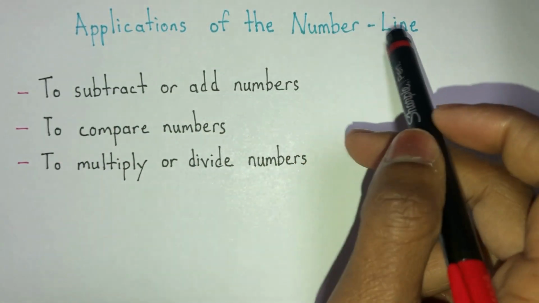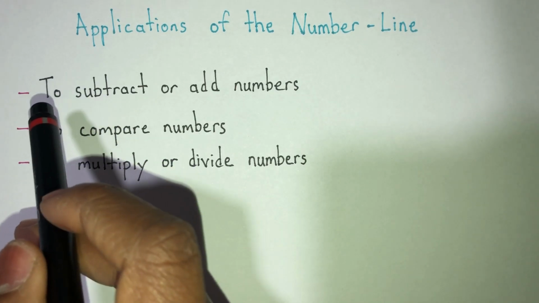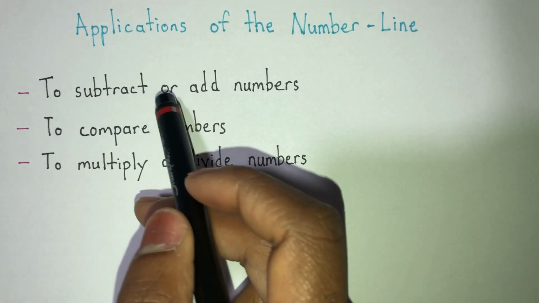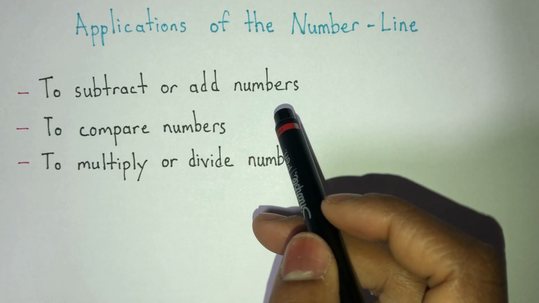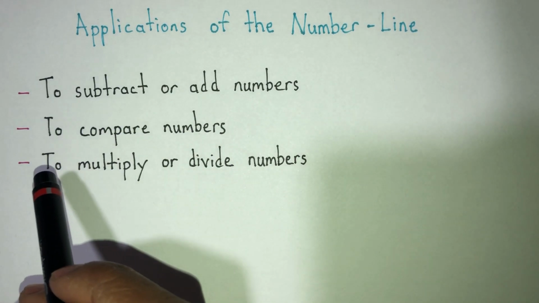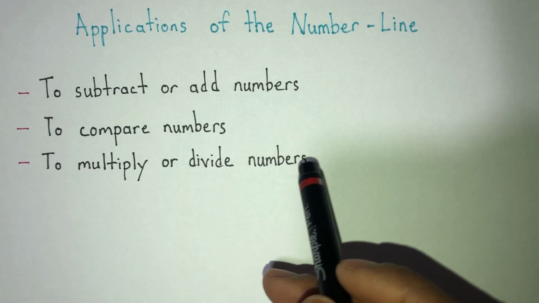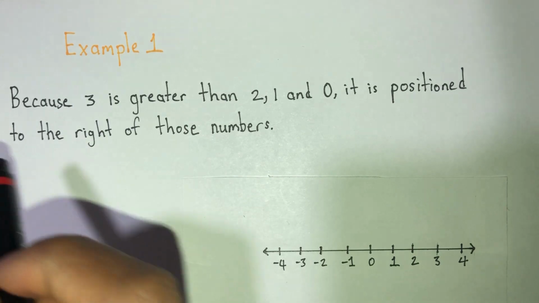Applications of the number line. The number line can be used to subtract or add numbers, to compare numbers, or to multiply or divide numbers. Let's look at some examples.